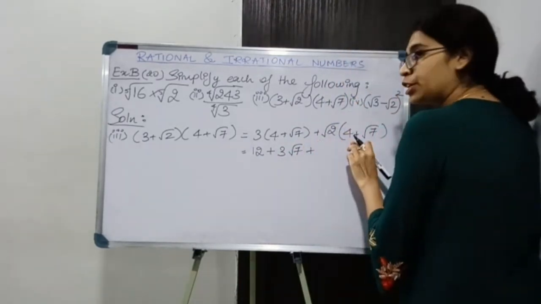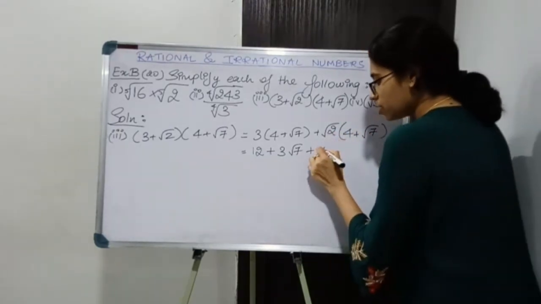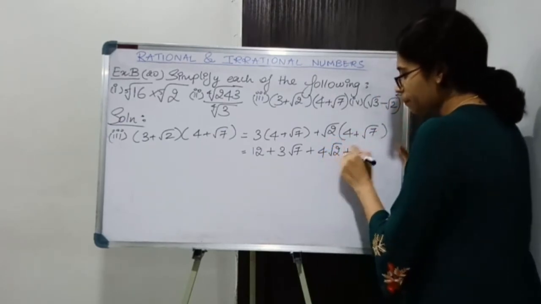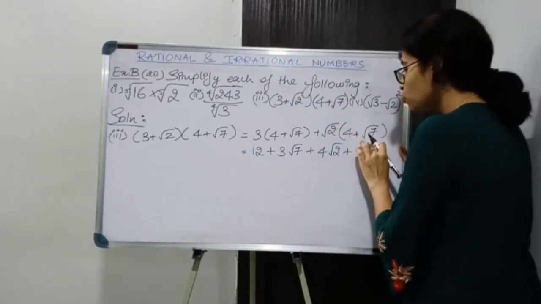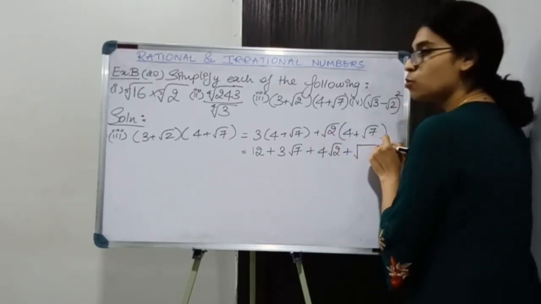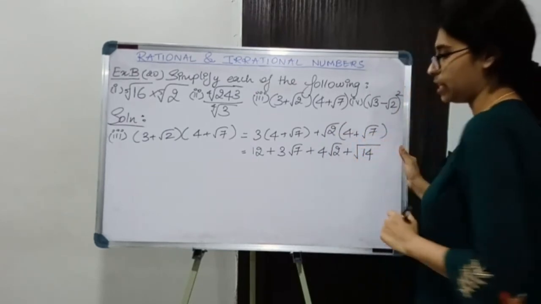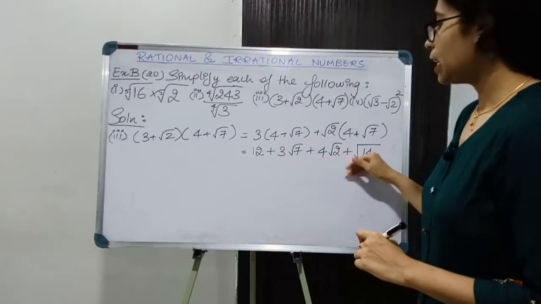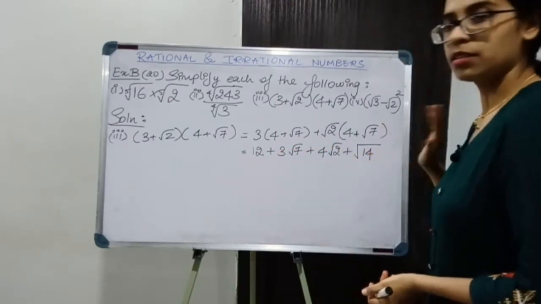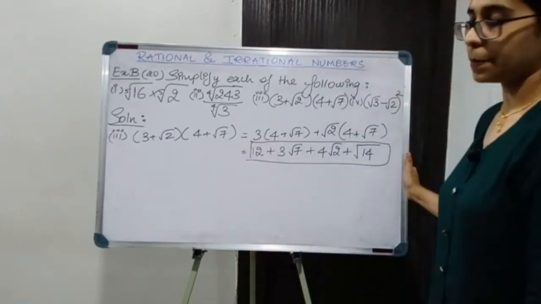Over here I have root 2 into 4. So obviously I'm not going to take it inside the root. The number outside will remain as it is and root will remain as it is. Now I have root 2 into root 7. Both are square roots, so I can take common root and 2 into 7. So that will give 14. So now after this I cannot perform any addition or subtraction over here. So the answer is final. So this is my final answer.